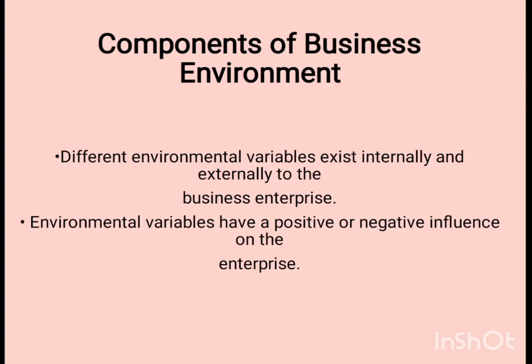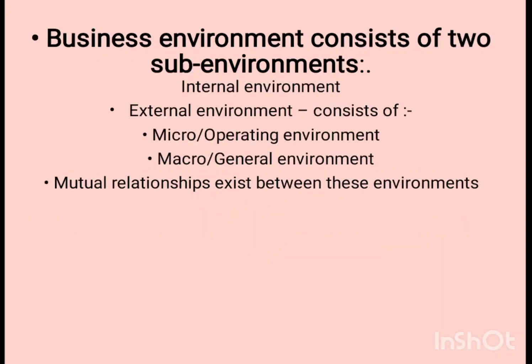Next we discuss the components of a business environment. Different environmental variables exist internally and externally to the business enterprise. Environmental variables have a positive or negative influence on an enterprise. So the business environment consists of two sub environments, or two types: the internal environment and the external environment. The internal environment means the factors that exist inside the organization. It can be easily controlled as they occur within the organization. For example, it includes 5 M's: the first one is man, second is machine, third is mission, fourth is money, and the last is marketing resources.